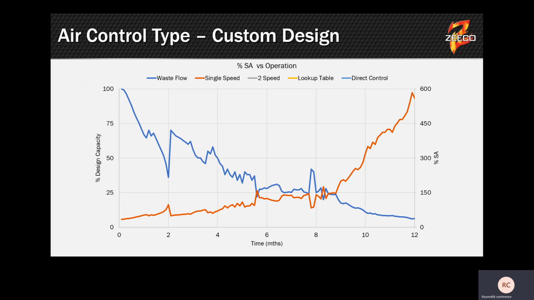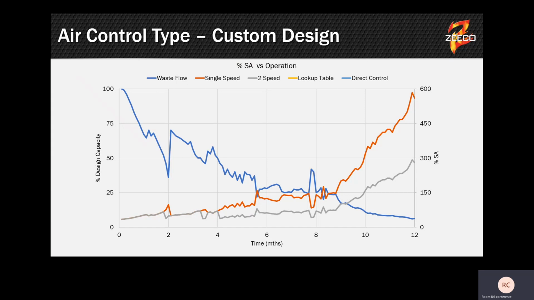As we saw in the first couple of slides, if you have an over-application of air, you're going to have a reduced destruction efficiency. So if it's custom designed right on point, you can see that basically at the end of the year, they're stepping up to that 600% stoichiometric air, and they're going to see a reduction in destruction efficiency after that.